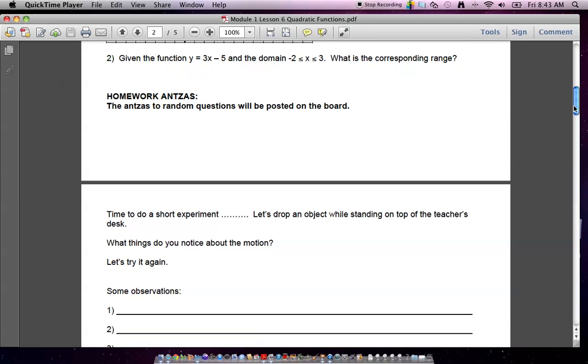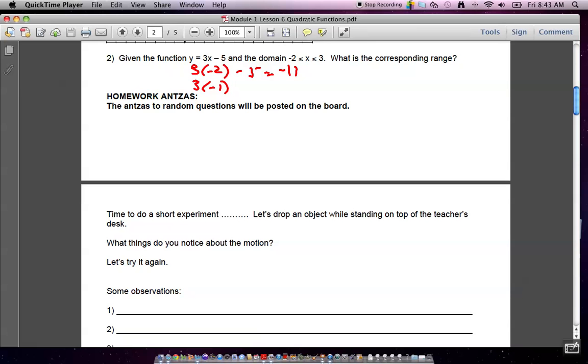So domain means what? Input or output? Input. So I'm going to input each of the whole numbers between -2 and 3 and see what I get for the output according to this rule. If I plug in a -2, I'm going to get 3 times -2, which is what? -6, minus another 5, which is? -11. Good. Now I'm going to do -1.